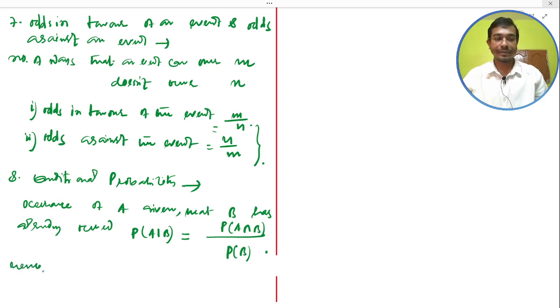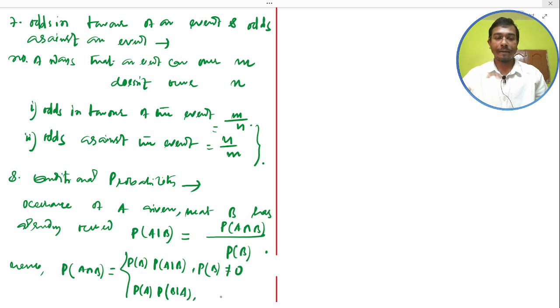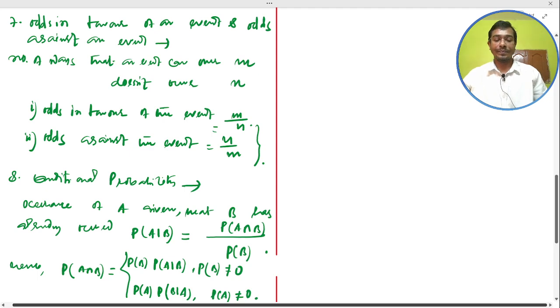Hence, the P of A intersection B will become P of B into P of A by B, when P of B is not equal to 0. And it will become P of A into P of B by A when P of A is not equal to 0. This is the conditional probability.